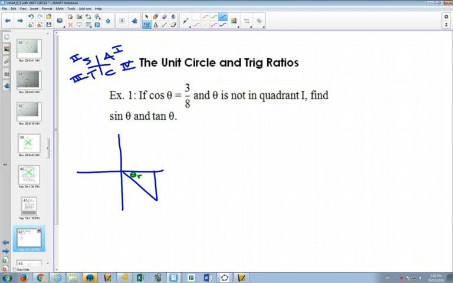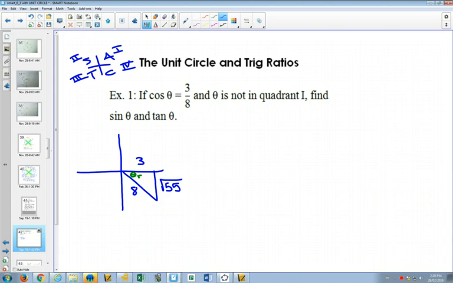So since cos is adjacent over hypotenuse, you can label the adjacent side as 3, the hypotenuse is 8, and a squared plus b squared equals c squared will give you that this side is the square root of 55. Again, you'll get really good at doing a squared plus b squared equals c squared in your head. So 64 minus 9 is 55, so that's the square root of 55.